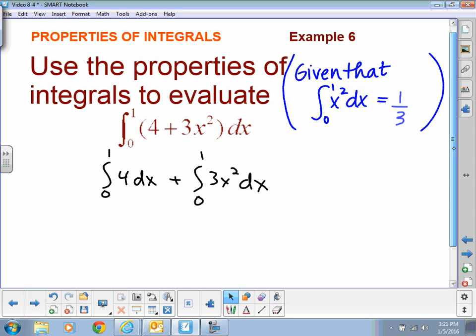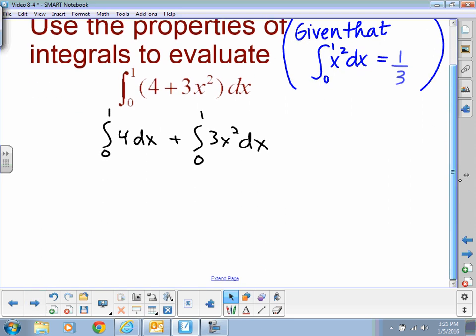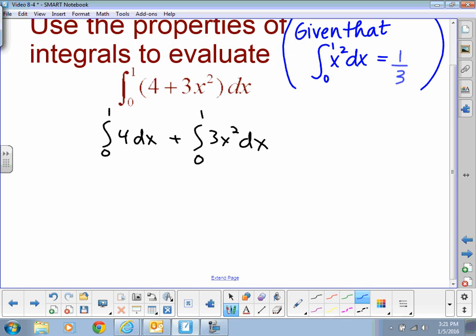And then in that second integral, we can use the property that you can pull the constant out front. So this is really the integral from 0 to 1 of 4 dx plus 3 times the integral from 0 to 1 of x squared dx. And now we can go about evaluating this.